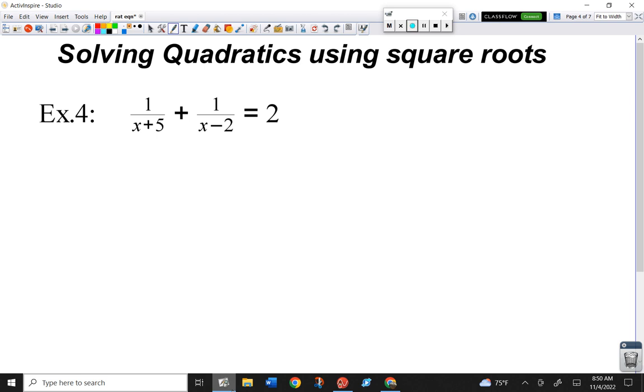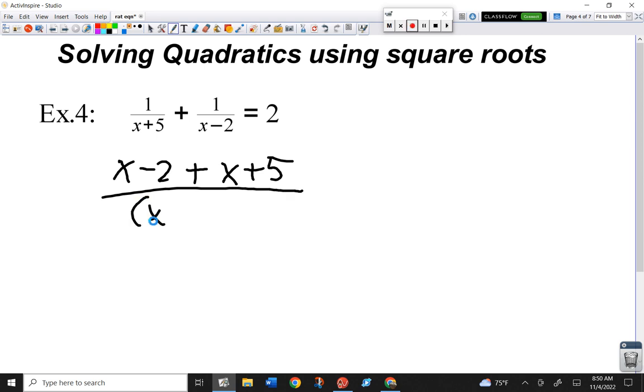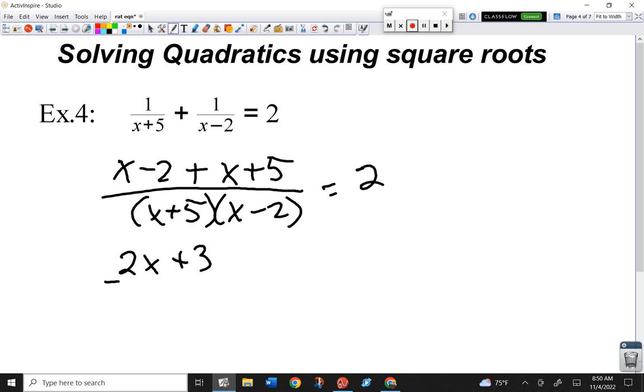Okay? So let's go ahead and look at this equation one more time, ladies and gentlemen. To simplify this, remember, we're going to multiply the x minus 2 times the 1, so that'll give me x minus 2. And then we're going to add x plus 5 times 1, which is just x plus 5. All of that's going to be over x plus 5 times x minus 2. And that equals 2. Let's simplify the top here. x plus x will give us 2x. And negative 2 plus 5 will give me positive 3.